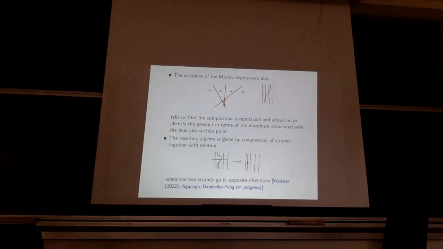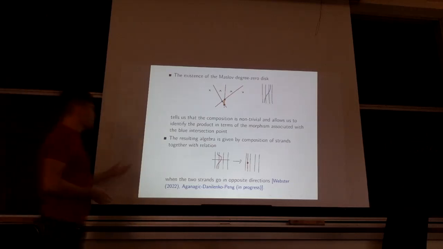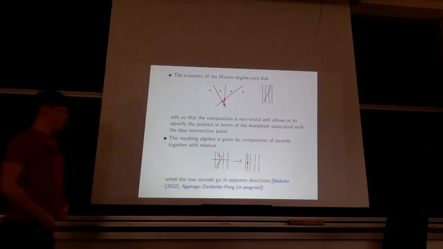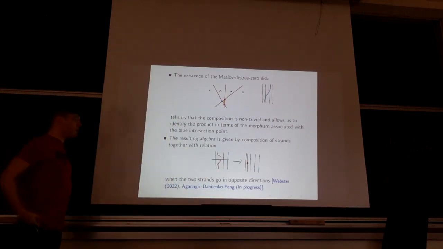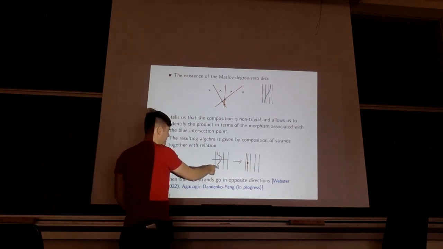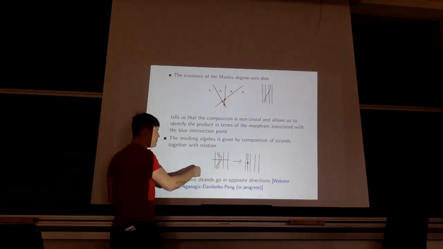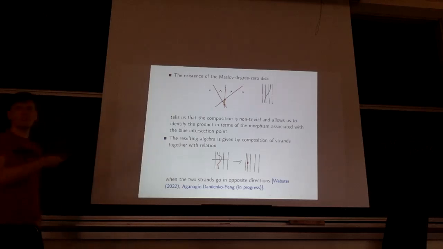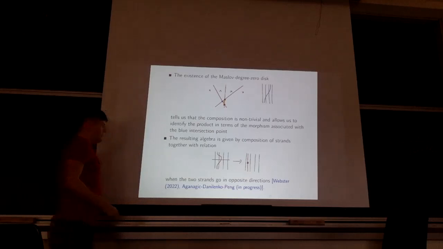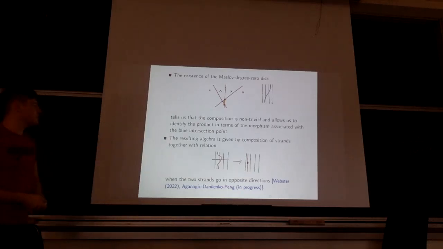So, right, the resulting algebra really just comes from the composition of the strands together with one more relation, telling you that if you're composing strands going in opposite directions, you actually don't get zero, but you get an identity with a dot inserted.